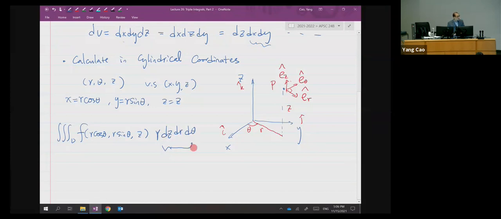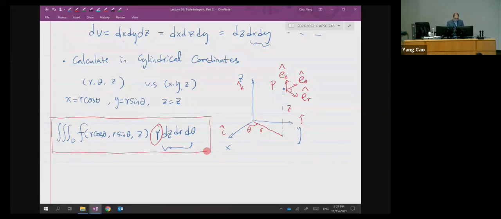Okay, not that you cannot do the other orders, but this is proven to be more intuitive and also easy to accept, to find the limits, right? Now the additional r here is due to the Jacobian calculation. And if you calculate using a different approach in the lecture notes, you can get the same r here, right? So basically, in cylindrical coordinates, this will be your formula for calculating the triple integral.